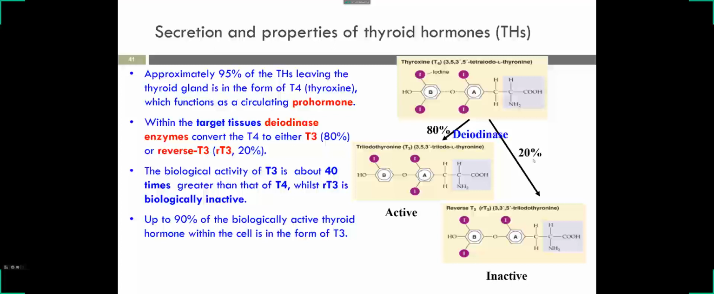Up to 90% of the active thyroid hormone within the cell is in the form of T3. The plasma half-life of T4 is 6 to 8 days, while that of T3 is 1 day. So if we were to measure thyroid hormones, which hormone should we be measuring, the T3 or the T4? You guys can think about that, and we'll cover that when we start measuring.